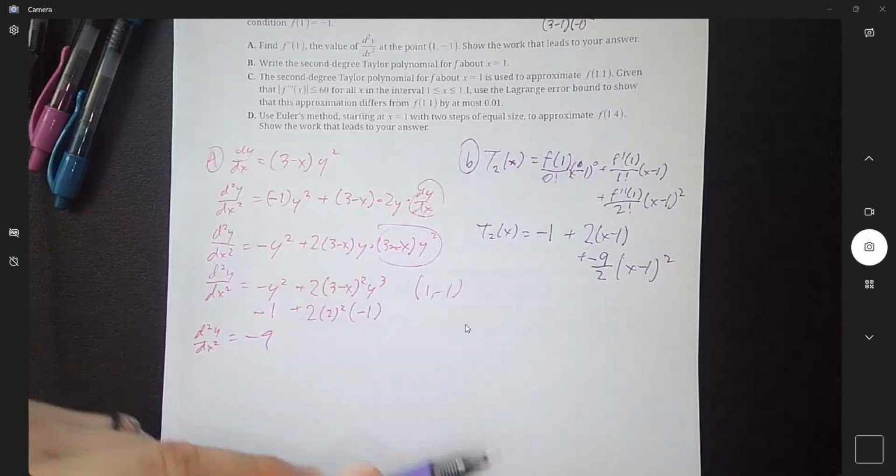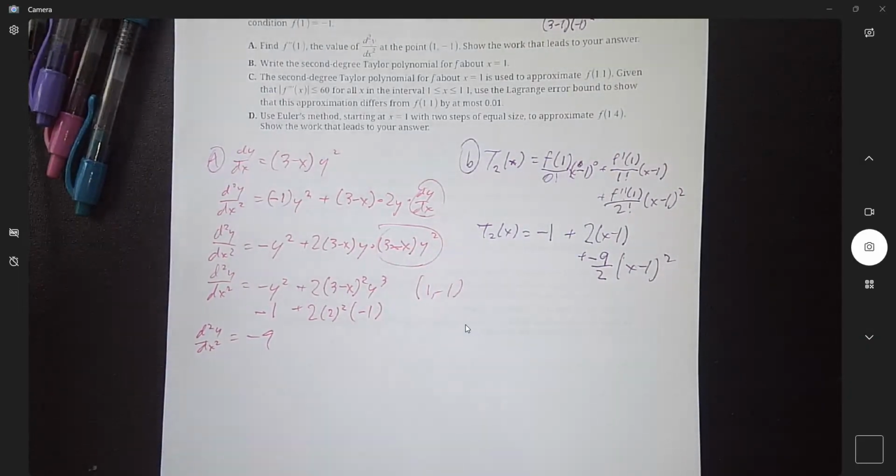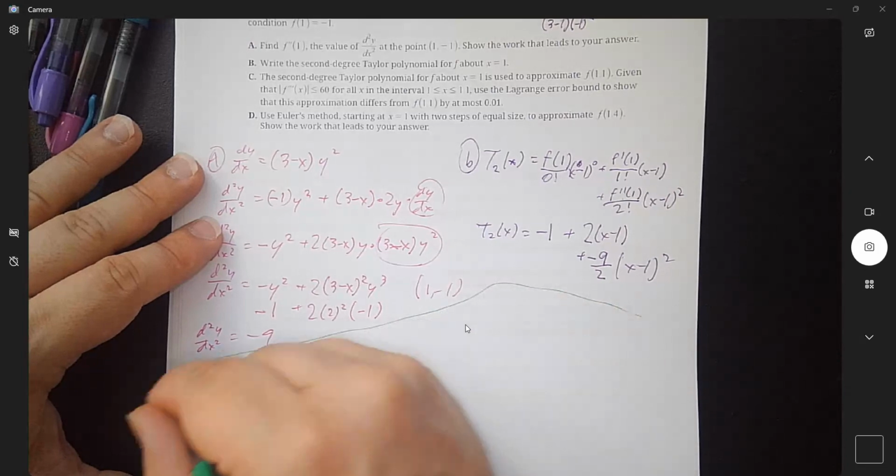Well, I think I know how to build a Taylor polynomial. Why don't you rag me out in the credits or in the comments if I don't?